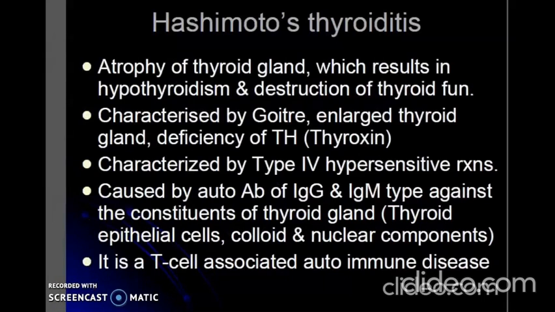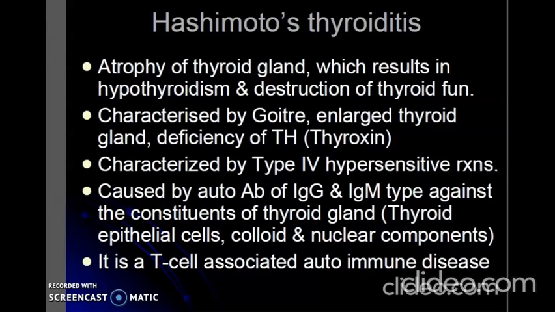Another one is Hashimoto's thyroiditis. It comes under localized or organ-specific autoimmune disease. Hashimoto's thyroiditis is otherwise known as lymphadenous goiter. Atrophy of the thyroid gland, which results in hypothyroidism and destruction of thyroid function, takes place in this. It is characterized by goiter, an enlarged thyroid gland, deficiency of thyroxine, and a type 4 hypersensitivity reaction.